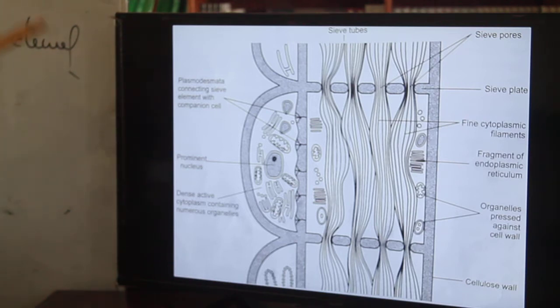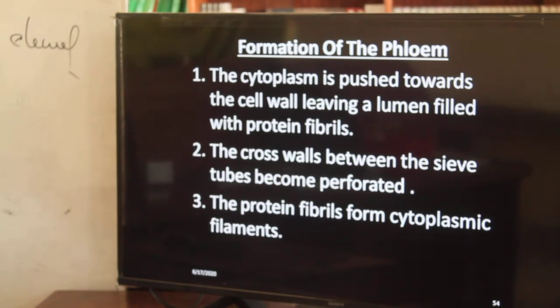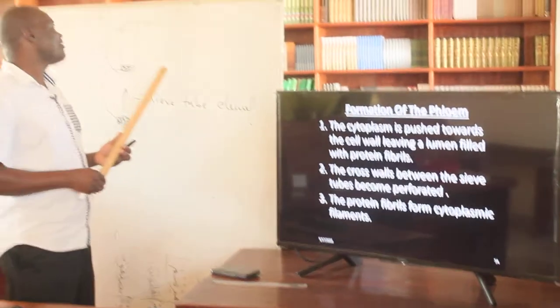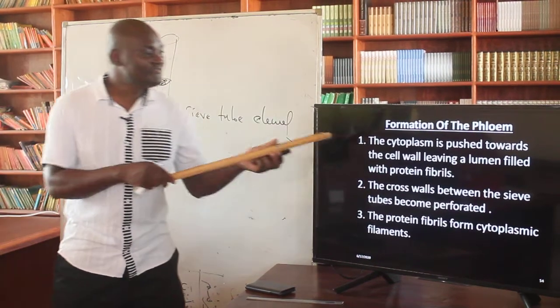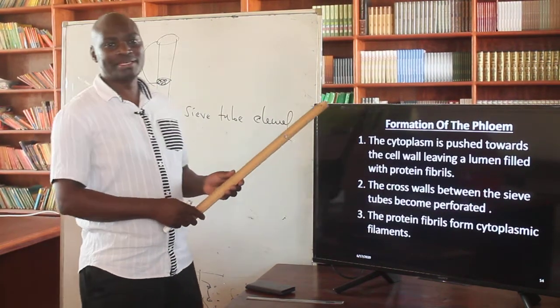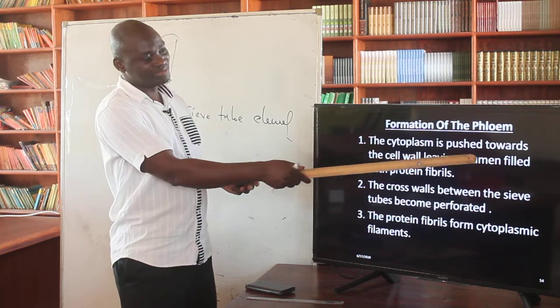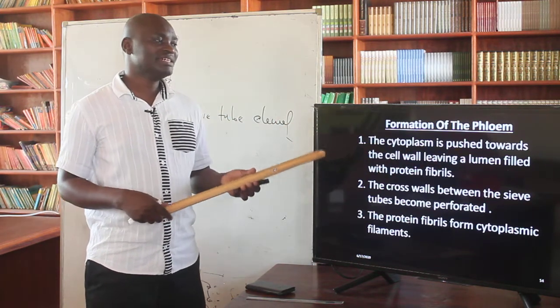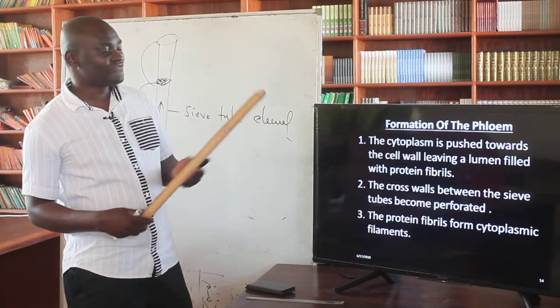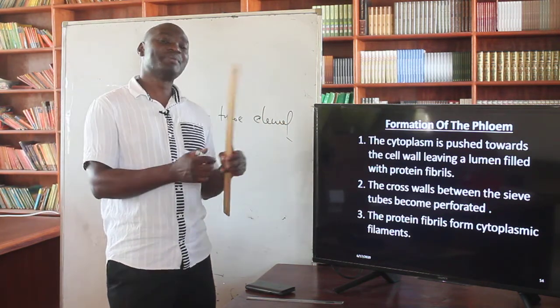Now we move down to how it is formed. How is the phloem formed? During the formation of the phloem, one, the cytoplasm is pushed towards the cell wall, leaving a lumen filled with protein fibrils.